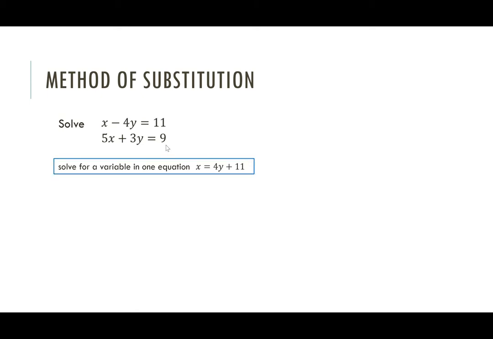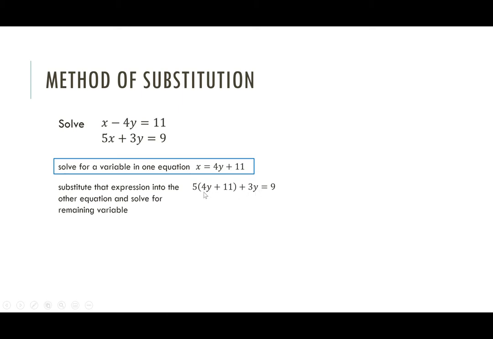Good for me. Next step is I say, okay, now that I've got an expression for x, I'll substitute that expression for x into the other equation, and then I'll solve for the remaining variable. So what I mean by that is I take this expression, 4y plus 11, and I'll plug that in for x in the second equation, just like so.